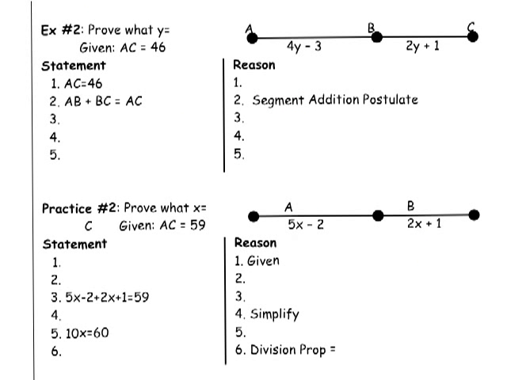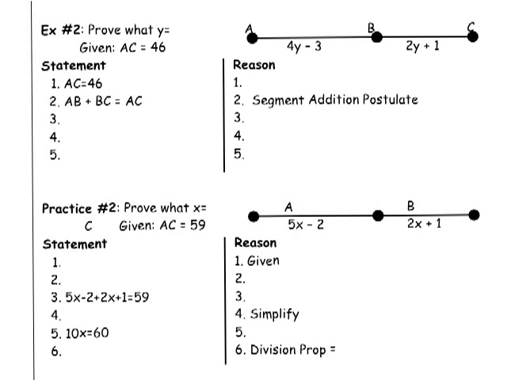Okay, so here's another proof. This one, not using angles, instead we're using segments. So we have this distance AB, which they say is 4y minus 3, and this distance BC, which they say is 2y plus 1. And over here in the given, they tell us that AC equals 46, so this whole distance is 46. So this is going to be a segment addition postulate problem, and sure enough, they even put that as our reason in step 2. We're just going to add this segment and this segment, set it equal to this whole segment, and solve.